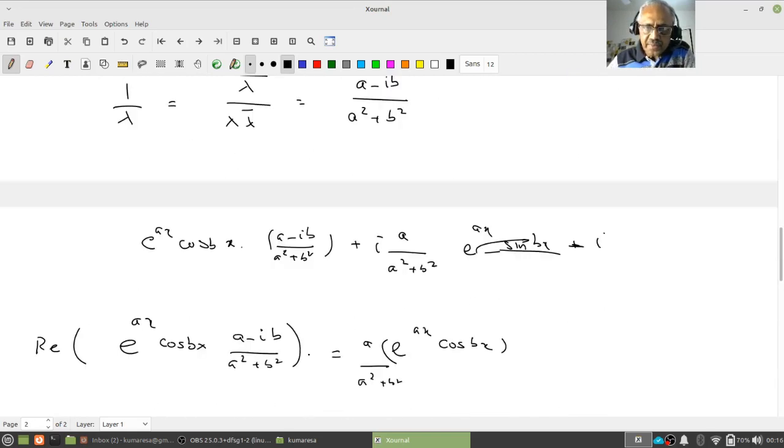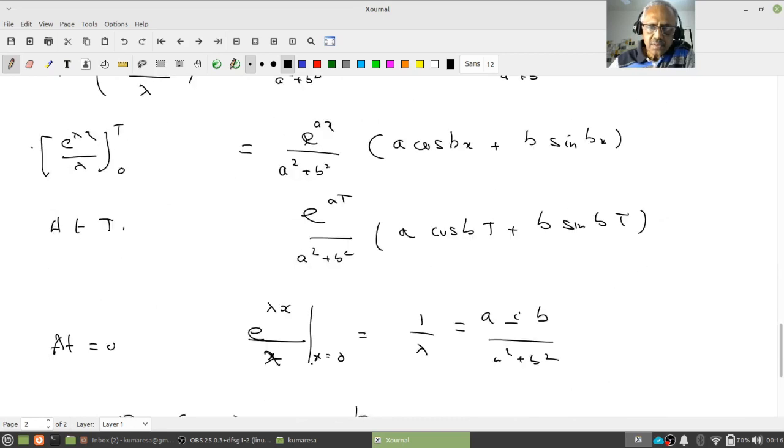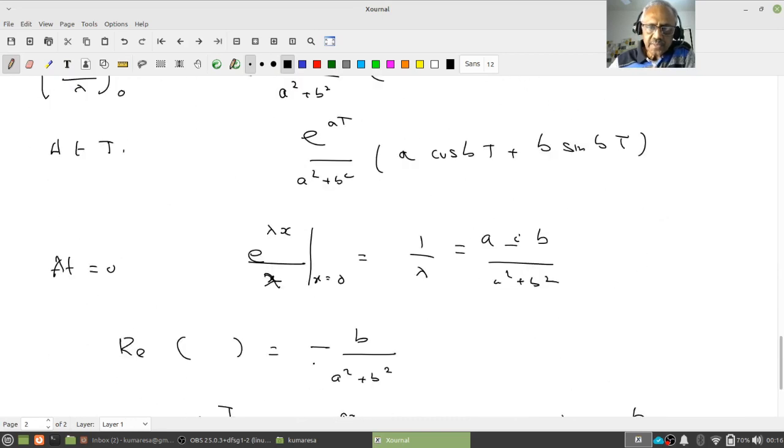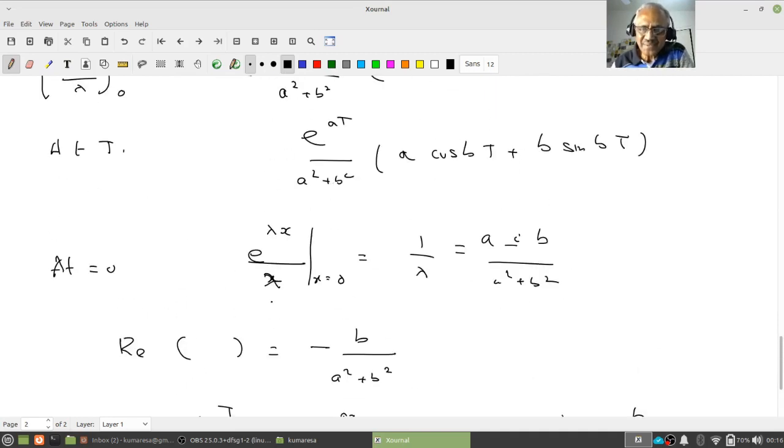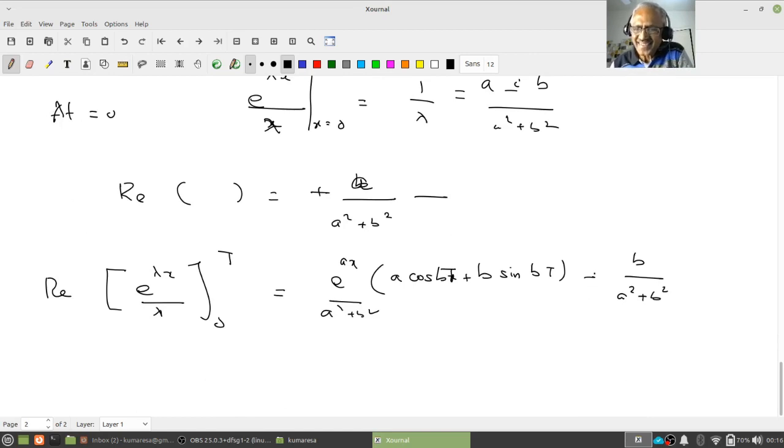1 by lambda, this is ib, right? e power lambda x by lambda. Oh, I want the real part. I'm sorry. Yeah, the real part. Real part of this, you can see I made a mistake. It's not the imaginary part. The real part is here. You see that? Okay. Please correct this. Plus a. This is what I said. Okay. Right. So we found the answer.